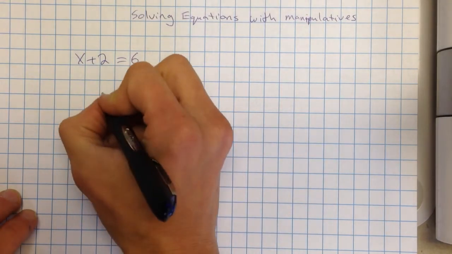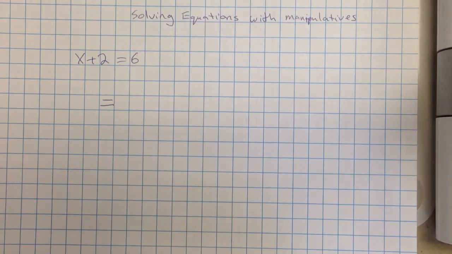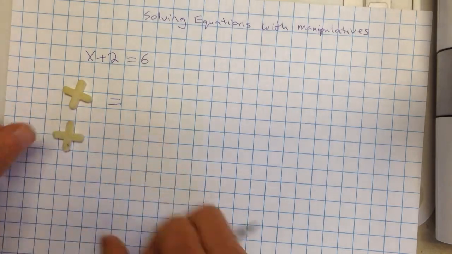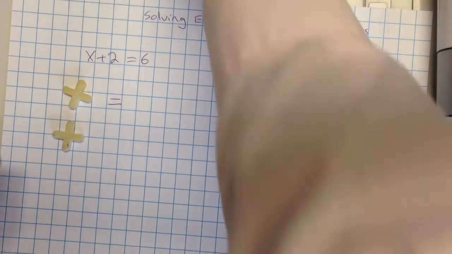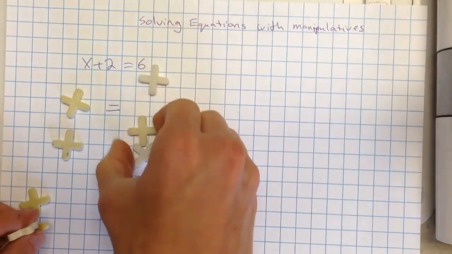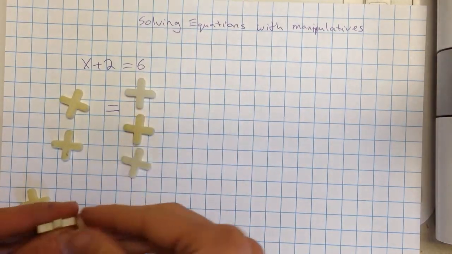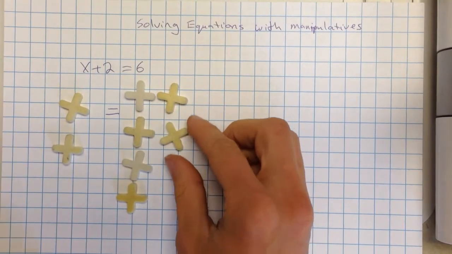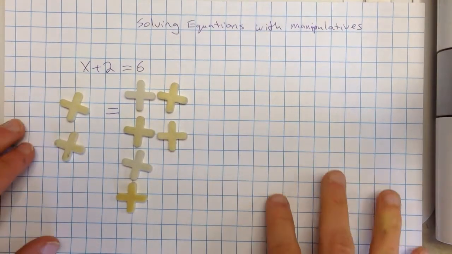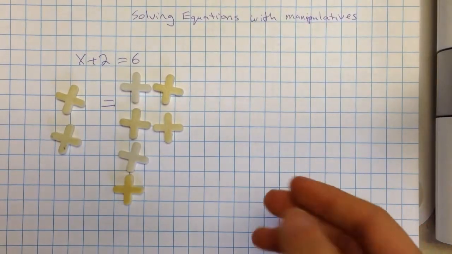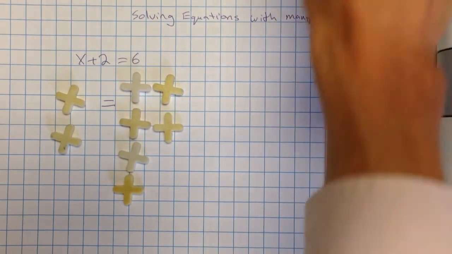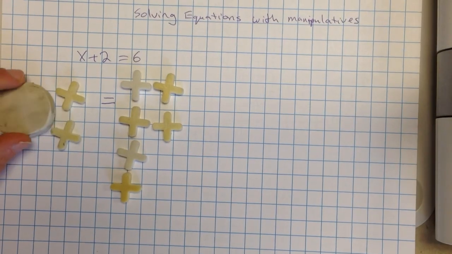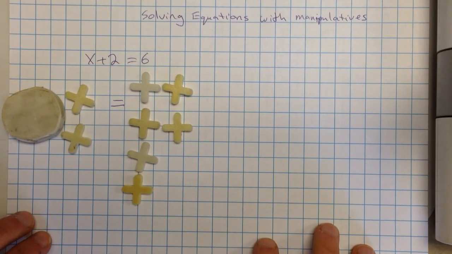So the way it starts is we're going to put an equal symbol. On the left side, I'm going to put 2 positives, and on the right side, I'm going to put 6 positives. 1, 2, 3, 4, 5, and 6. So we've got x plus 2 equals 6. Now we need something to symbolize an x. I'm just going to use a little eraser to symbolize our unknown value.